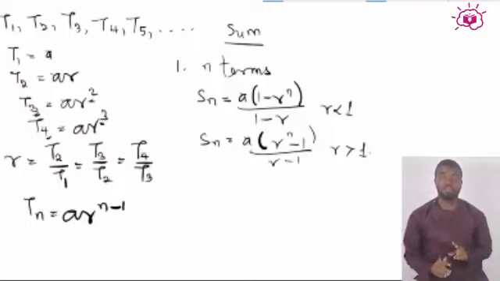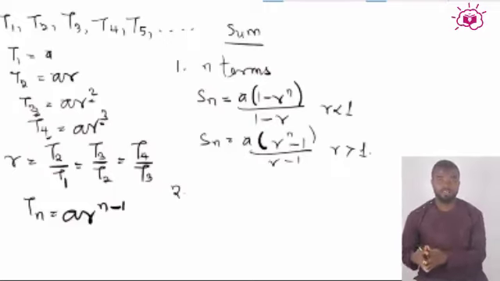Now we have two formulas under the summation of n terms when we know the number of terms that are given. That is, we are talking about a finite sequence or finite series. If we know the number of terms, we have two formulas for the summation of terms. The first one, like we've already seen, is for where r is less than 1, and the second one is for where r is greater than 1.